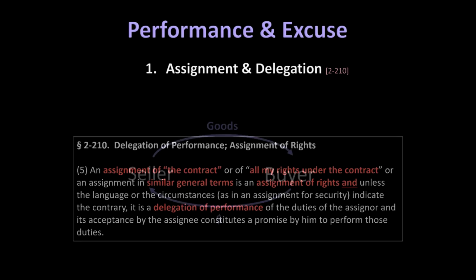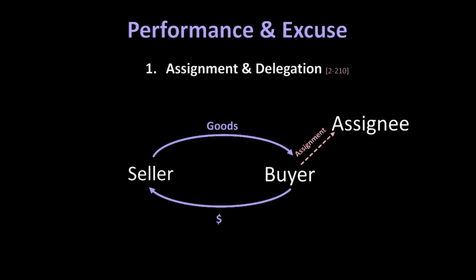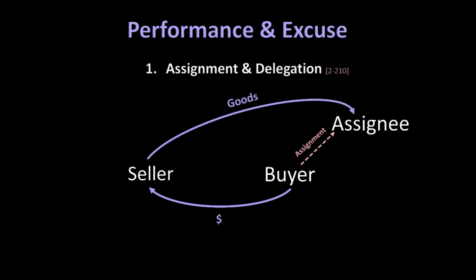Let's start first with assignment. When one party to a contract assigns a contract, she transfers her rights under that contract to another party. The other party, the transferee, is called an assignee. An assignment is typically effected pursuant to a separate agreement between the assignor and the assignee. Upon an assignment of rights, the assignee stands in the shoes of the assignor. The assignee inherits the legal rights of the assignor under the contract.